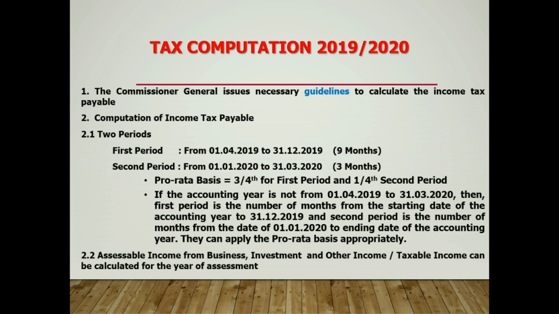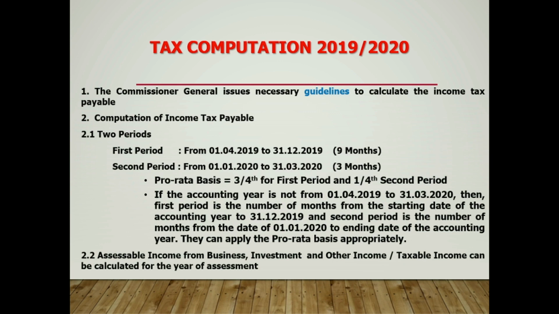If the accounting year is not from 1st April 2019 to 31st March 2020, then the first period is the number of months from the starting date of the accounting year to 31st December 2019, and the second period is the number of months from 1st January 2020 to the ending date of the accounting year.